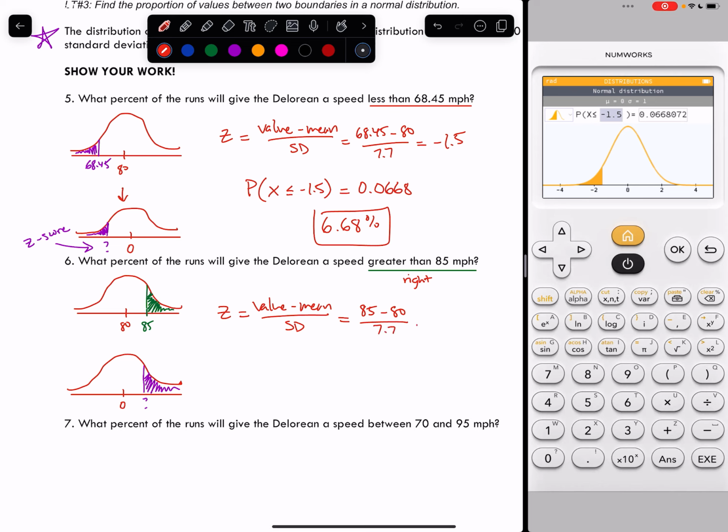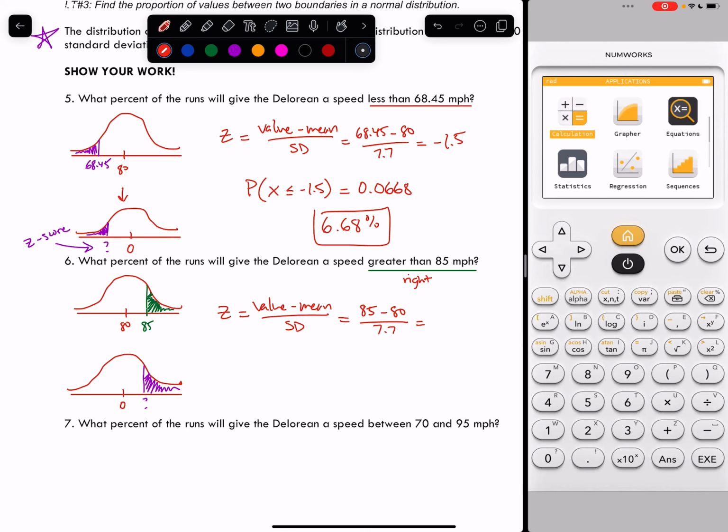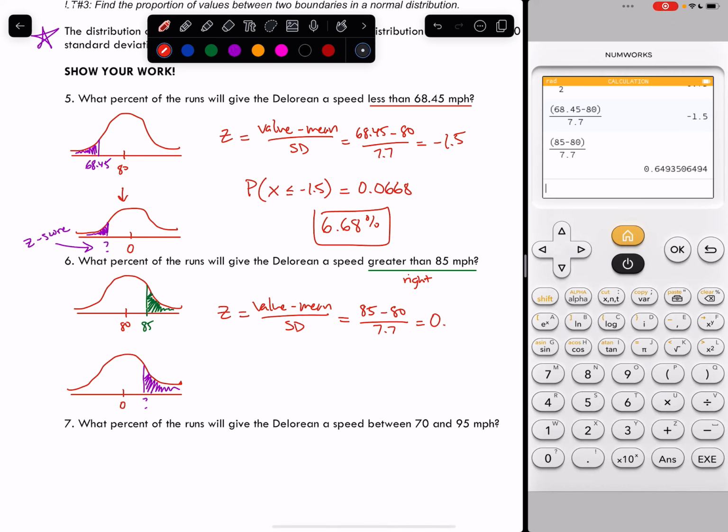In this case, I don't know what that is off the top of my head, so we're going to go back to our calculator, hit the home button, go up to calculation. And I'm just going to copy this text up here since we have it already. So Shift copy, Shift paste. And I'm just going to go up and edit this first number here. Type in 85. So that gives us a z-score of 0.649. So go ahead and round that. You can use 0.649, you can use 0.65, either one.